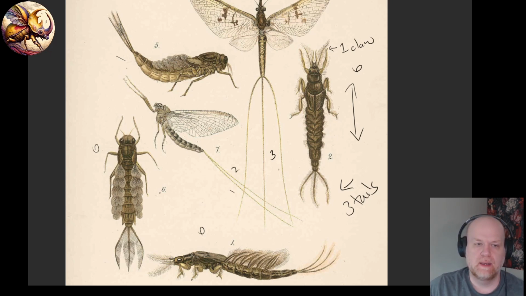They also, as they age, tend to have abdominal gills, and this is how they breathe and swim. Abdominal gills.